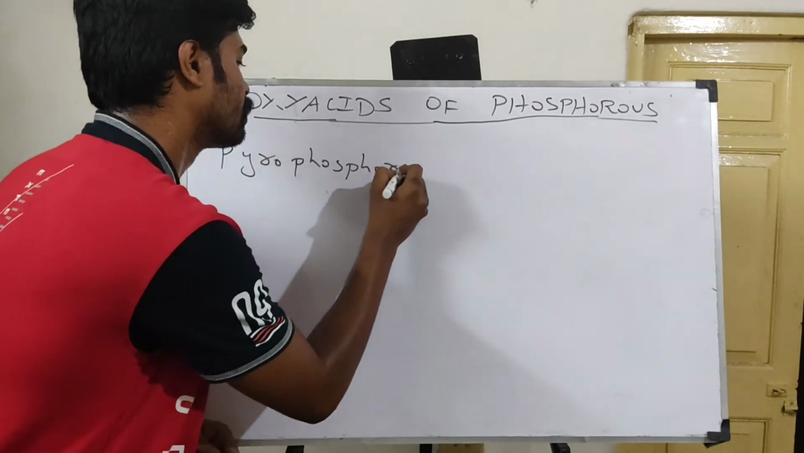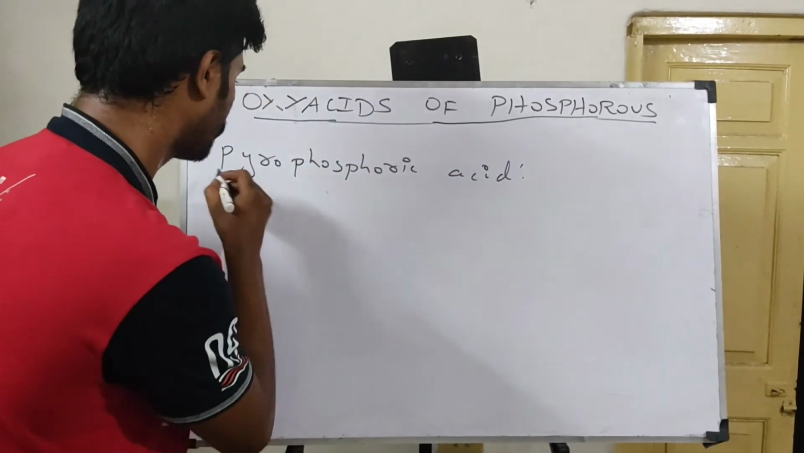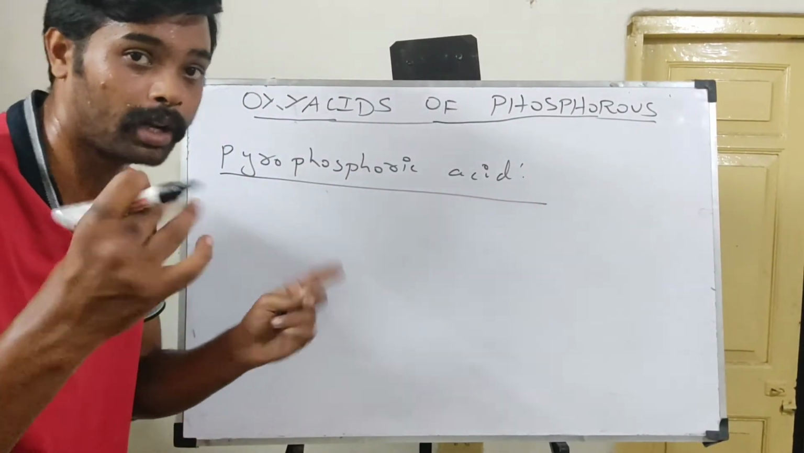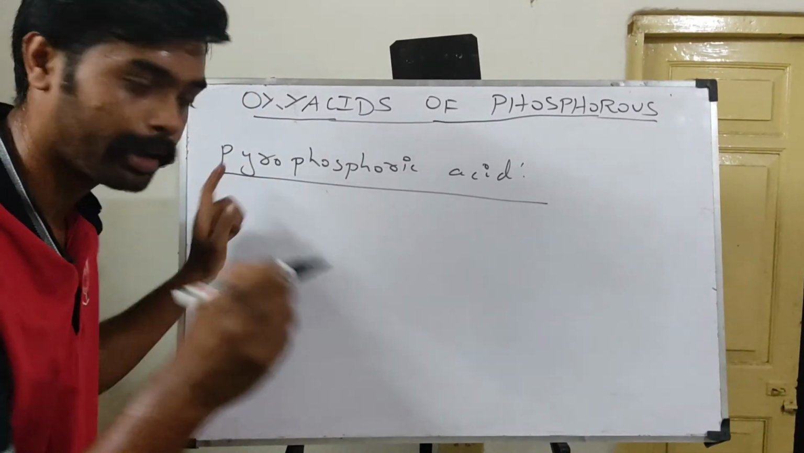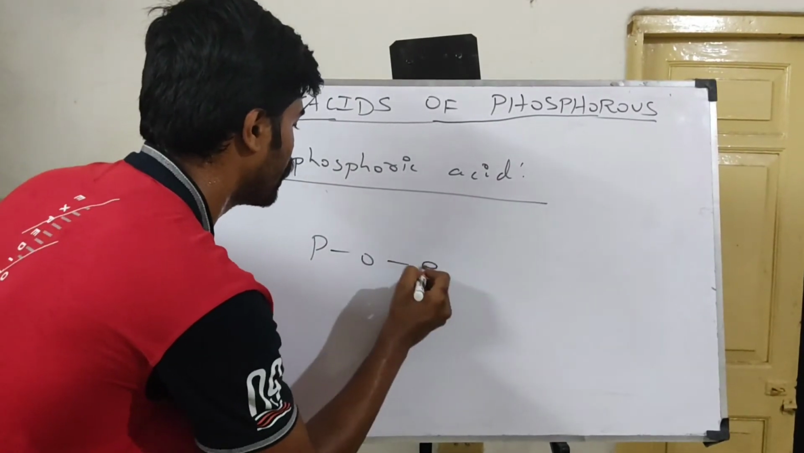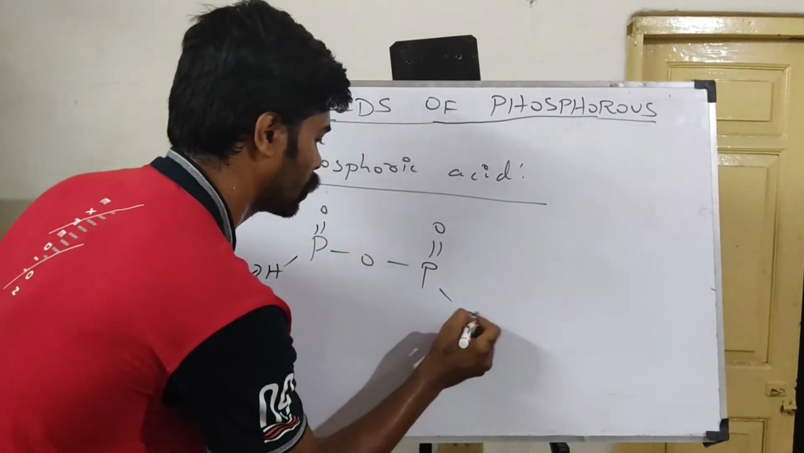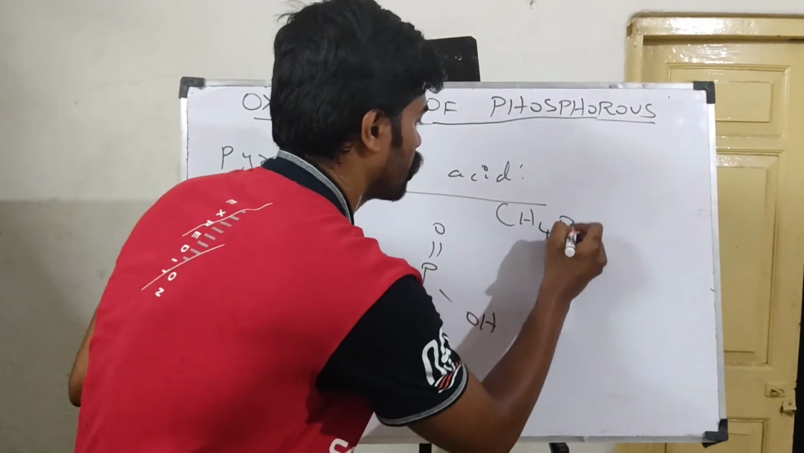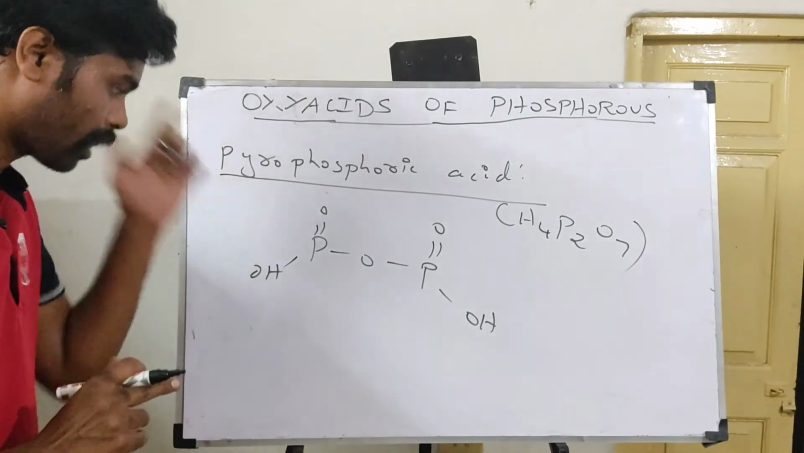Pyrophosphoric acid, right? So remember, last one we saw pyrophosphorus, this is pyrophosphoric, again only the oxidation number changes. So here, as the pyro tells you, I'm going to have one P-O-P bond, and each of them will have one P=O, one P-OH. Okay, the formula is H4P2O7, right?